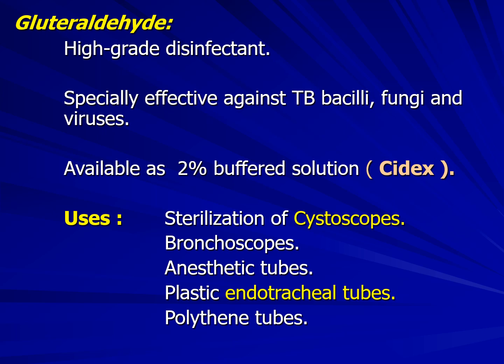So uses of glutaraldehyde are sterilization of cystoscopes, bronchoscopes, anesthetic tubes, plastic endotracheal tubes, and polythene tubes. So these are the uses of glutaraldehyde. The main important bio question is how to sterilize bronchoscopes, cystoscopes, and endotracheal tubes, which is by using glutaraldehyde.